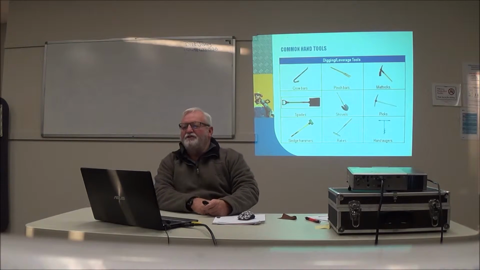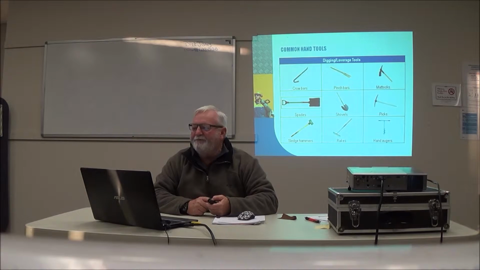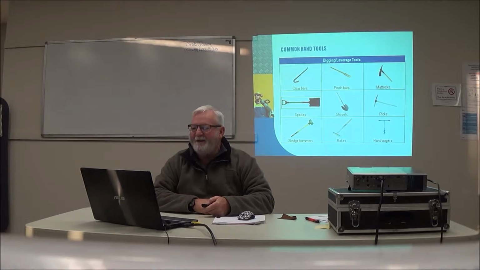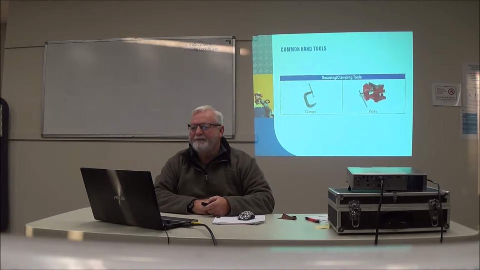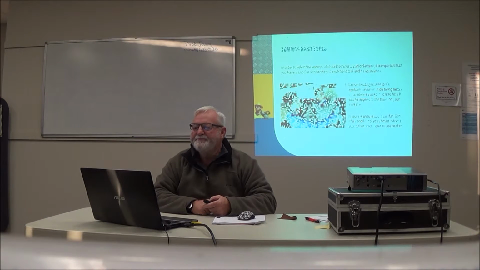We have common hand tools as well, which are for digging and levering, which are mattocks, picks, pinch bars, crowbars, shades, shovels, spades, hand augers, rakes and sledgehammers. And we also have things to secure or clamp tools. So we have a thing called a G-clamp, and we have another thing called a vice, to name a few.